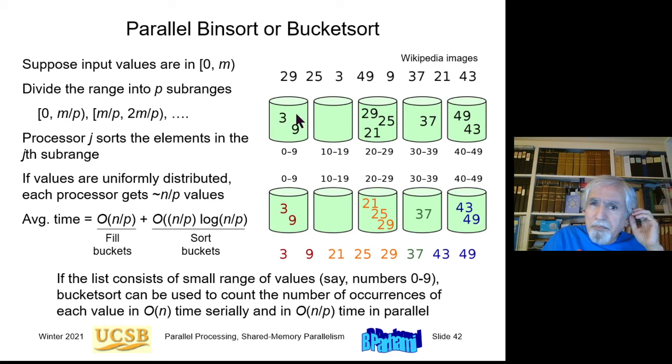And then I sort each bucket independently, because all the numbers in this bucket are smaller than numbers in this bucket, which in turn are smaller than numbers in the next. So if I sort the buckets independently, my entire list will be sorted. So sort this bucket, 3, 9. This one doesn't have anything. 21, 25, 29, 37, 43, 49, and my numbers have been sorted.